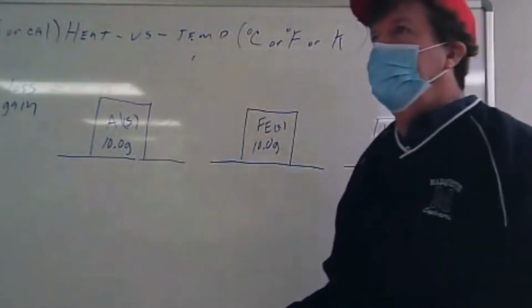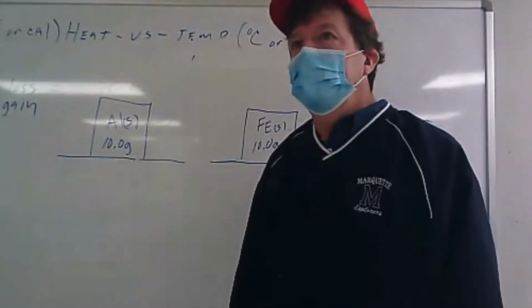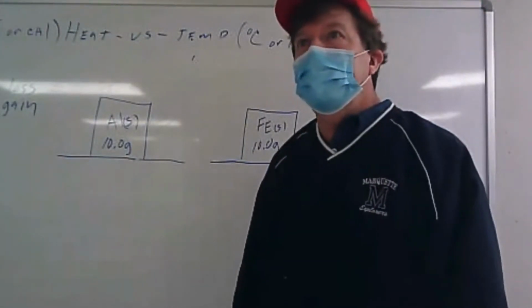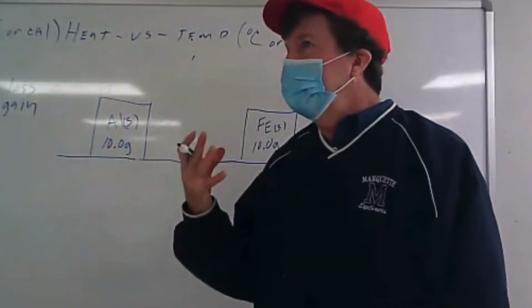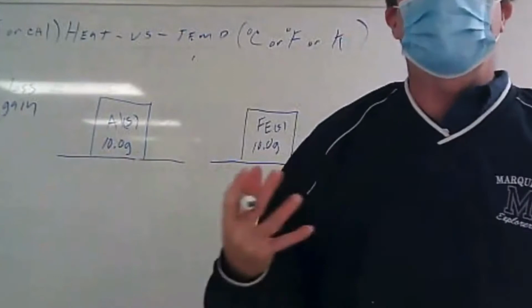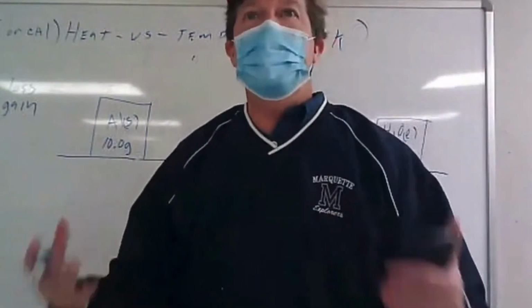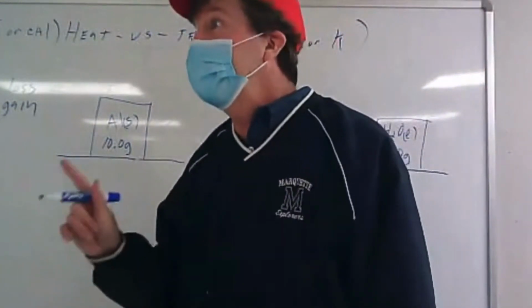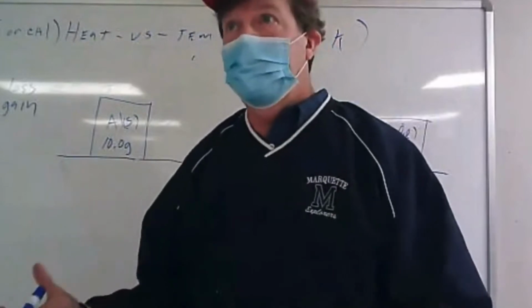You pizza lovers, you pull a pizza out of the oven. Why is it that the cheese might seem a heck of a lot hotter than the crust? Because they have different specific heat capacities. They're gaining and releasing heat at different rates.